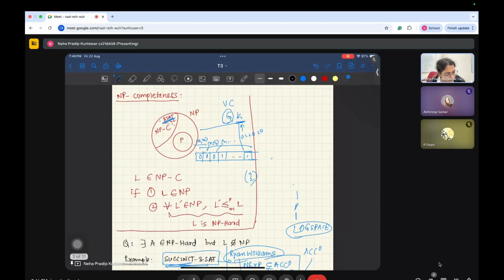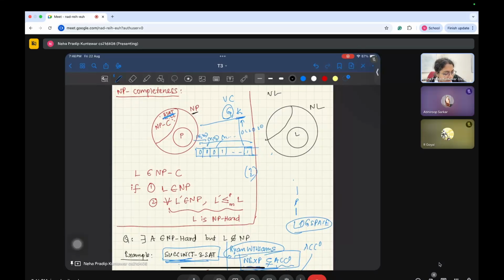Let's draw a similar picture here, but now for the space world. So the analog of NP would be NL, and the analog of P would be L. We know that L is contained in NL. Let's ask the same question: what are the hardest languages in NL? In other words, we want to define NL completeness.